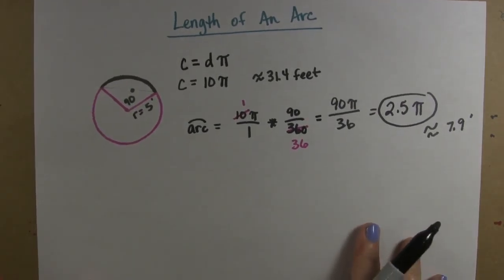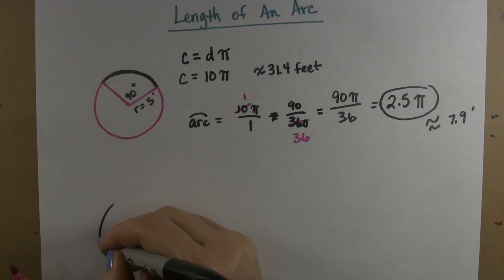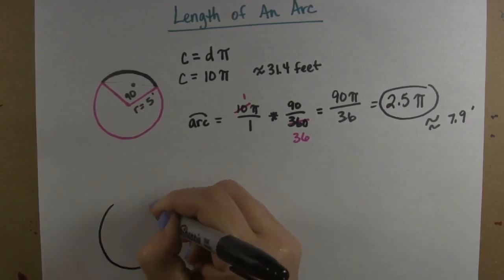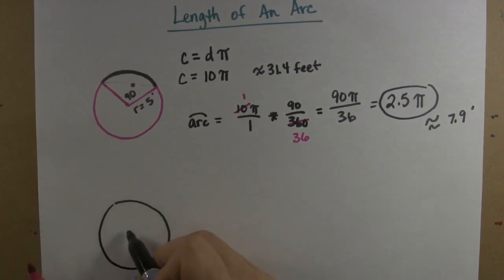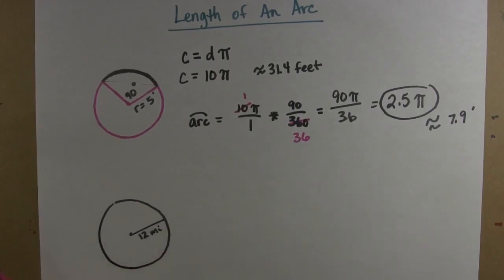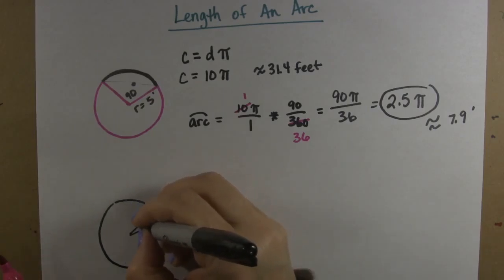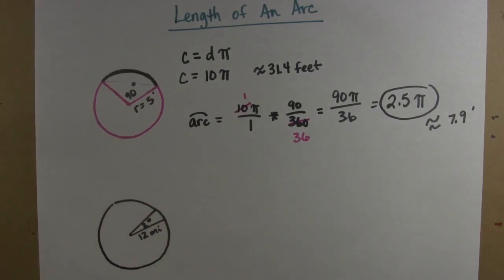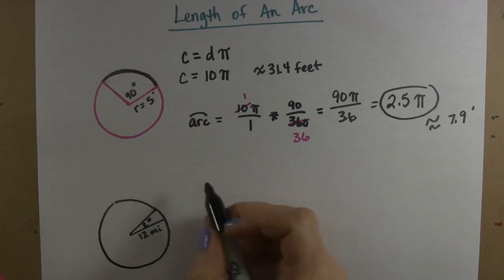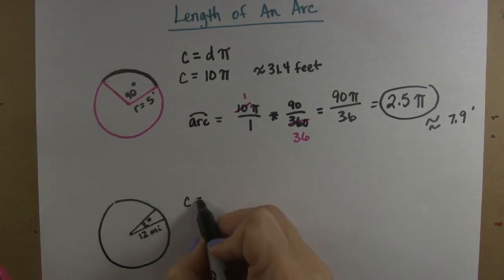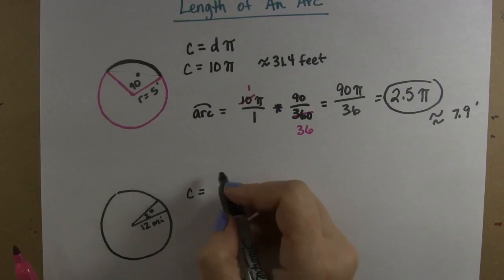All right, let's do another one just so that we know what's going on. Here's our circle. This time, we're going to measure in miles, and we know that we have a 12-mile radius, and we also know that we have a 2-degree angle.